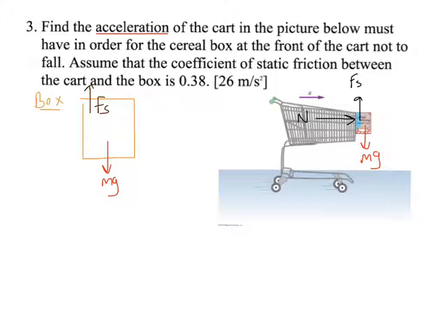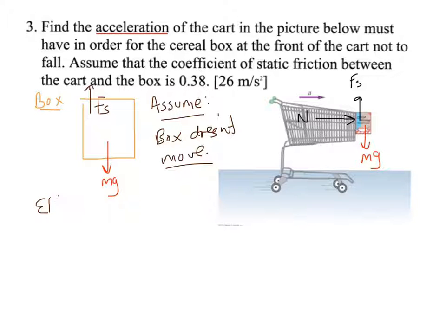We call it the static friction force because the assumption is the box does not move, so it's not sliding down. Therefore, we can say that the acceleration of the box, at least in the y direction, is 0. So the net force on the box in the y direction equals 0, because it's not accelerating downwards.